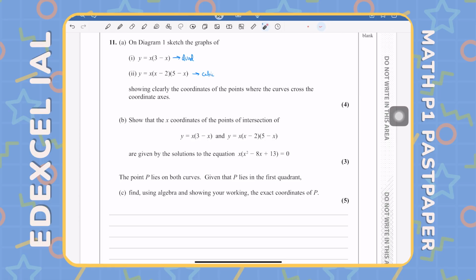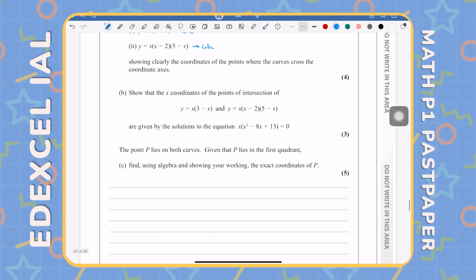Now, one thing to observe before we start is that this is a quadratic curve and this is a cubic curve. How do I know that? Pretty simple. The maximum power here is going to be x squared. The maximum power here is going to be x cubed. Okay, now we dive deeper and we see what exactly the graph is going to look like.